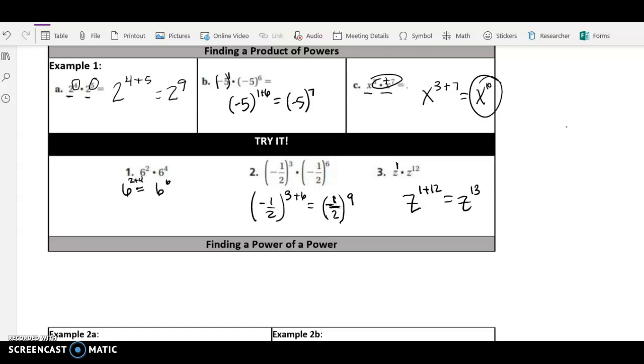to the 9th power. For number 3, there's actually a 1 on that z, because that's just z times itself once. And so I put lines through my z's so they don't look like 2's, but we have z and then 1 plus 12, so z to the 13th power.